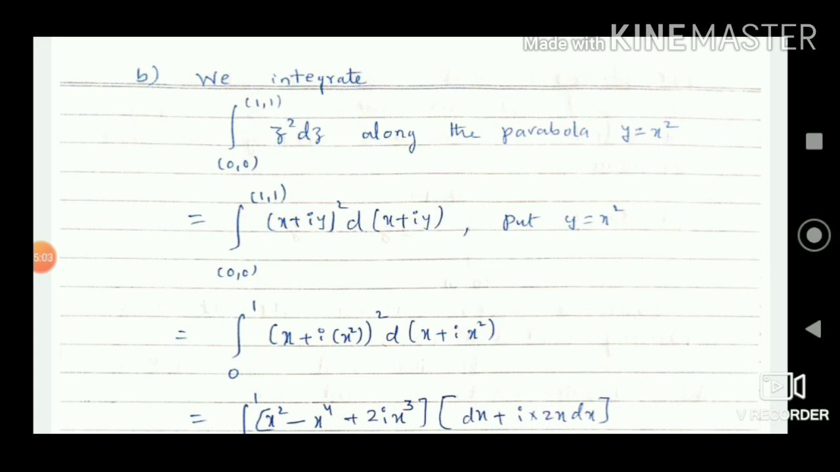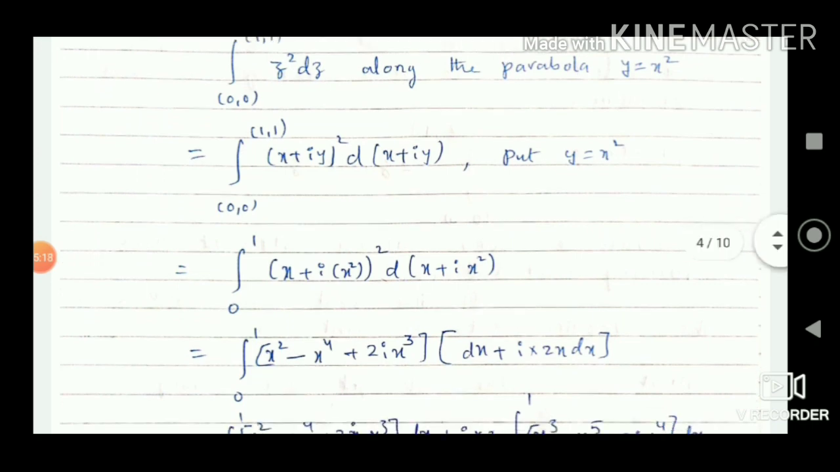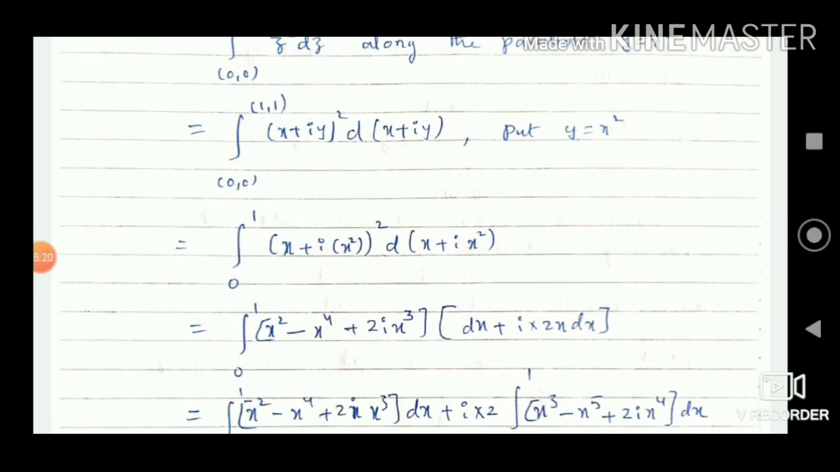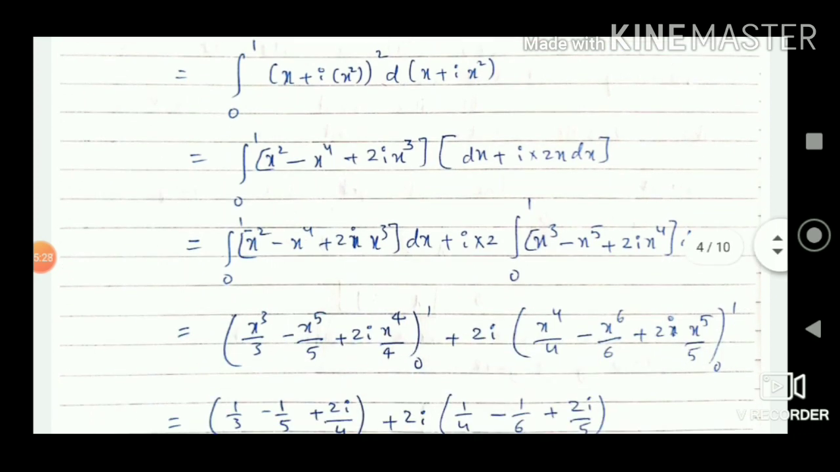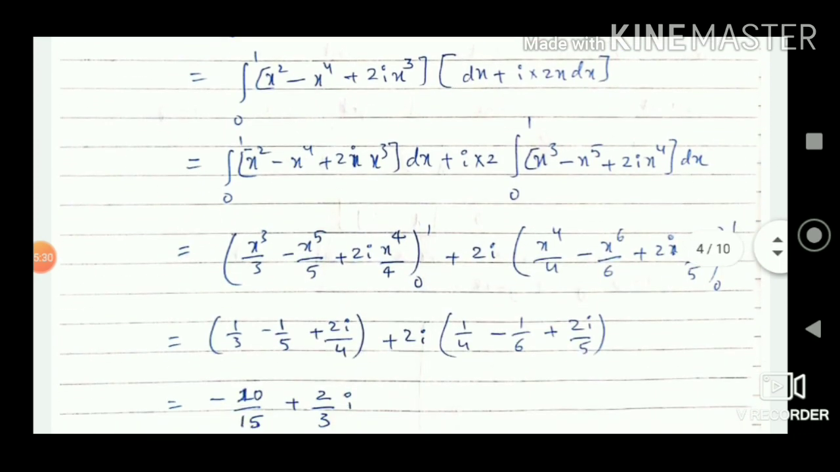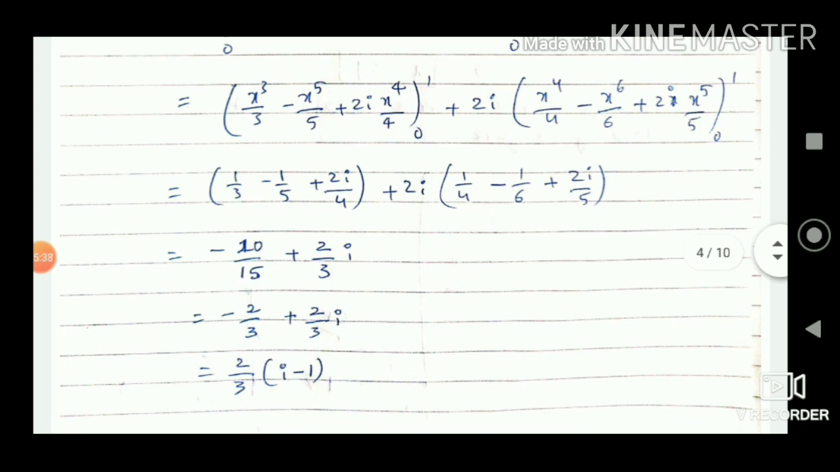So the function now is x plus i times x squared, the whole squared, the derivative of x plus ix squared. Now I have only one variable x, and x is from 0 to 1. The integral is from 0 to 1. Further simplification using the (a plus b) whole square formula, and these steps you can easily do, and finally we will end up with the answer as 2 by 3 into i minus 1.